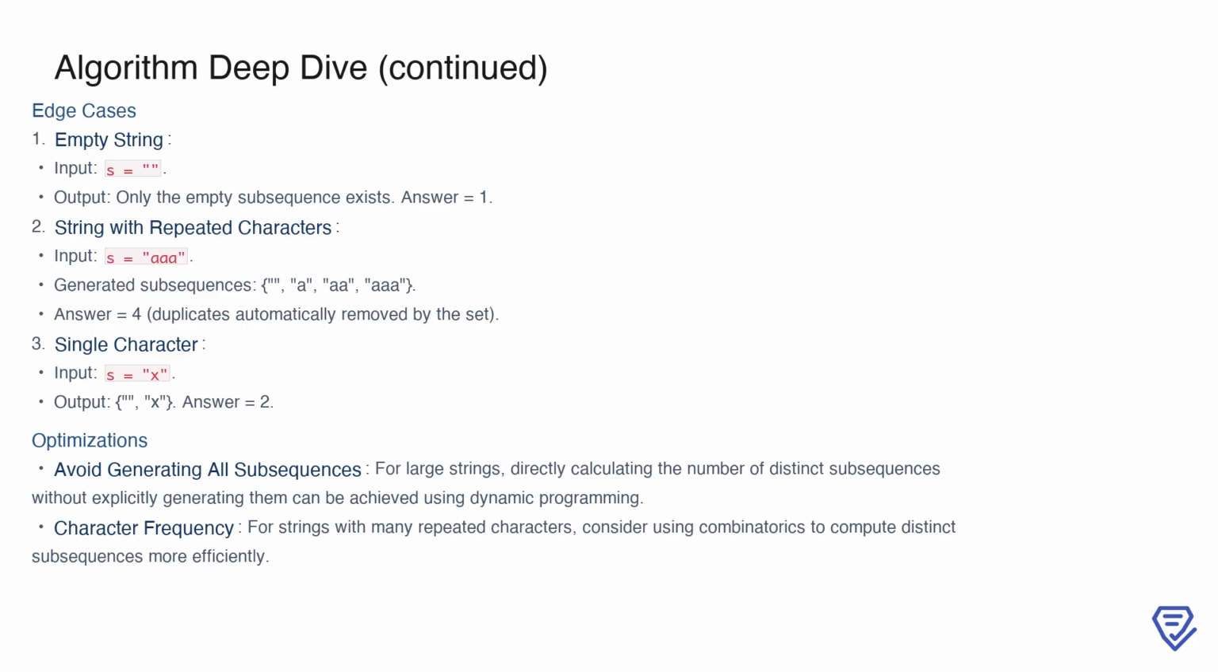To handle larger strings more efficiently, we can optimize the process by avoiding explicit generation of all subsequences. Dynamic programming offers a way to calculate the number of distinct subsequences directly, and in cases with repeated characters, combinatorics can help compute the result faster by leveraging character frequency.